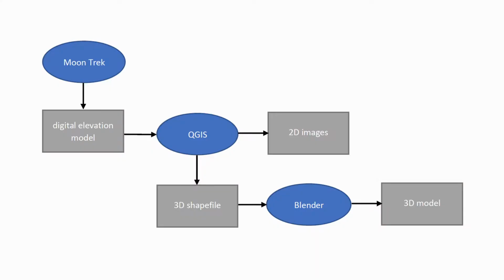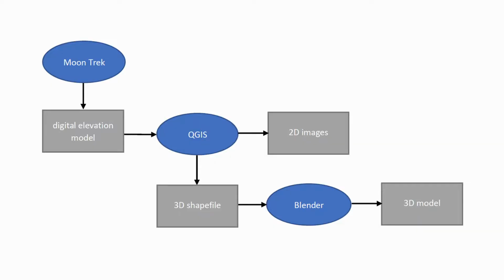This simple flow diagram illustrates the chain of utilities and tools that we're going to demonstrate for you today. We'll start with a NASA website called Moontrek, and we'll find and save a high-resolution digital elevation model. It's an actual 3D scan of the lunar South Pole that was taken from an orbiting NASA spacecraft.